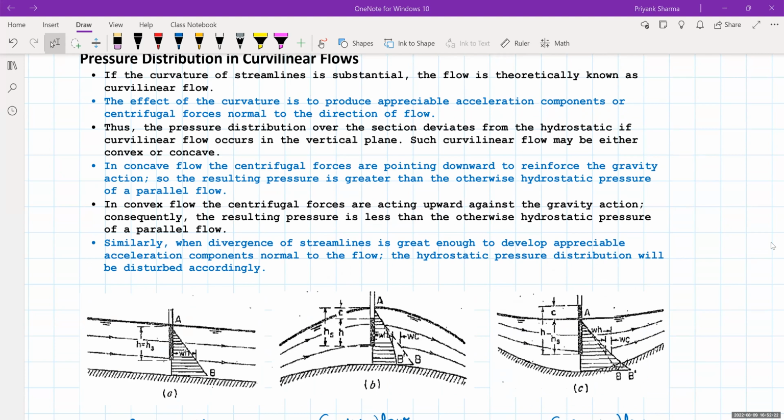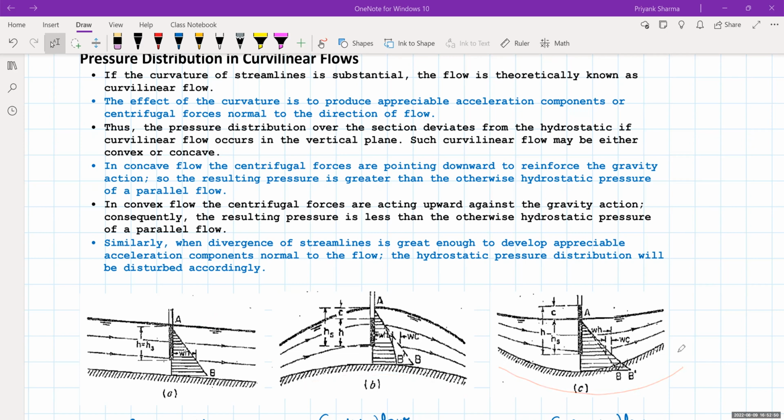So you can see there are three cases. In this first case, you have a parallel flow. So the pressure distribution is hydrostatic in this case. In the second case, you can see that the second and third are curvilinear cases. So the second one is a convex flow and the third is a concave flow.